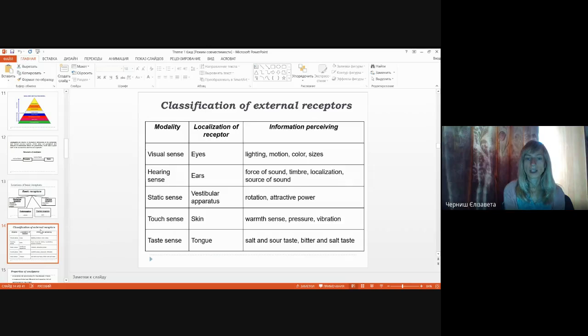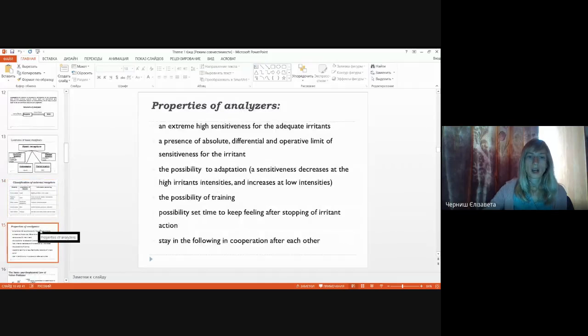So all of these receptors that you see on the table we use all the time, and I think you know a lot of these receptors better than I do, as it's the medical sphere. Of course, these receptors we use for our protection. Properties of analyzers: there are some general properties that we can mention.